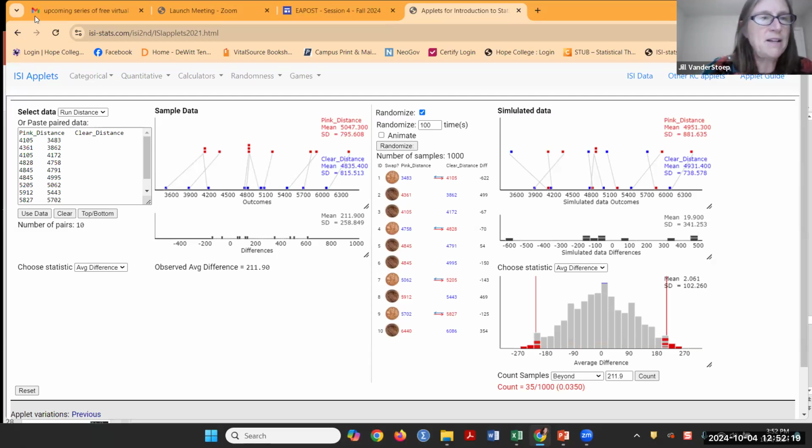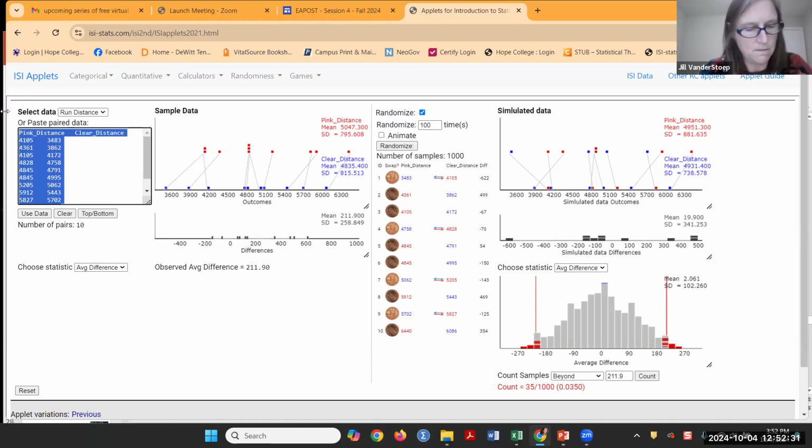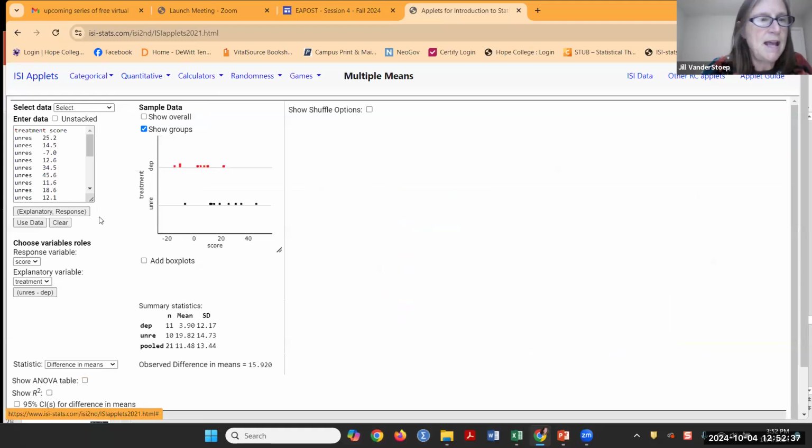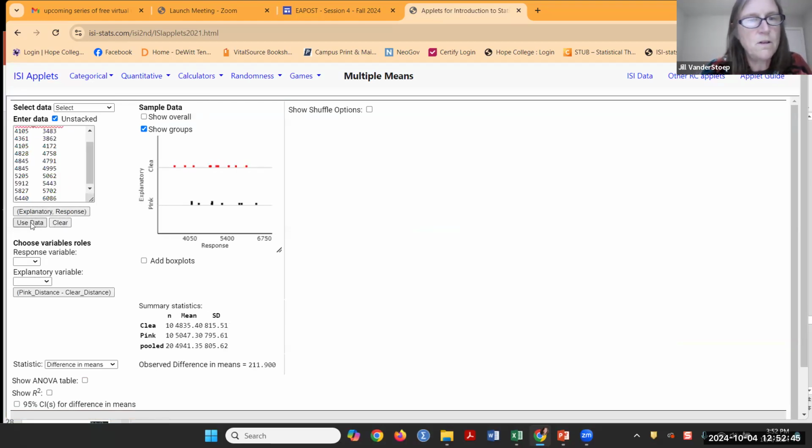Good, so let me pop back to my applet here. Let me copy this data and take it to the multiple means applet and put that in there. And so here we've got the same 4,835 meters and the 815 meters for variability, 5,047 for the pink. So the longer on average distance with a lot of variability again.